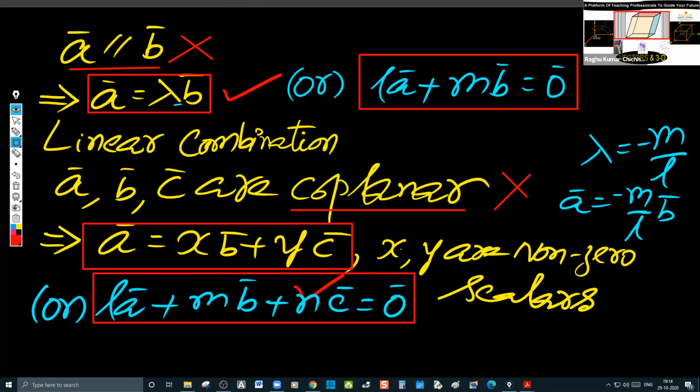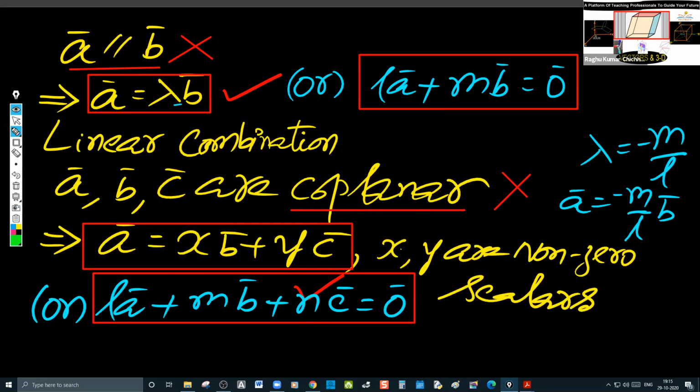No, it's not possible. Something like A bar is not parallel to B bar, I put a cross mark here, not parallel, but a linear relation is given. And A bar, B bar, C bar are coplanar, I put a cross mark here, no, they are not coplanar, still a linear relation is given like this. Then what must happen, besides non-coplanarity, when the linear relation is given? Each of the scalars must be zero.